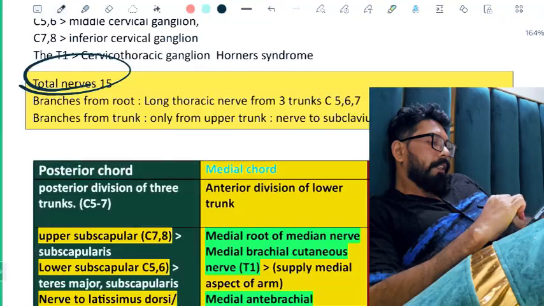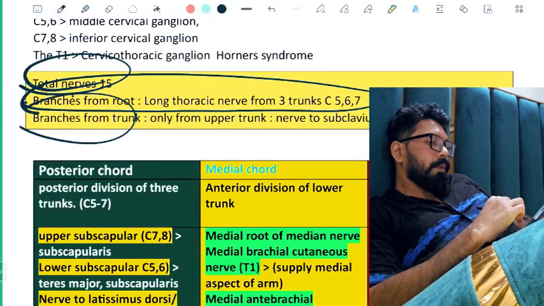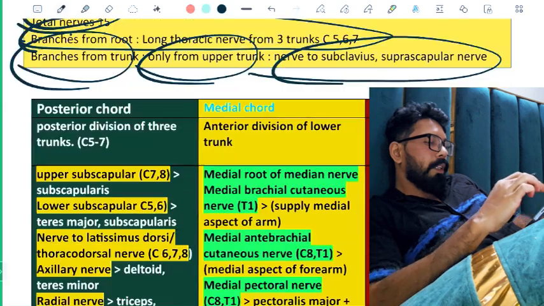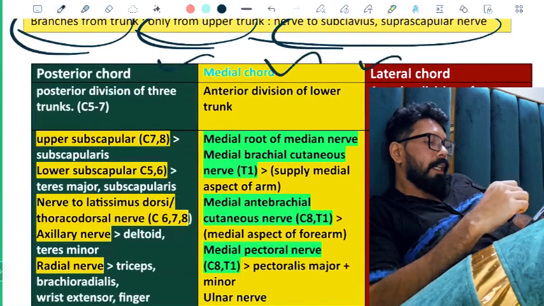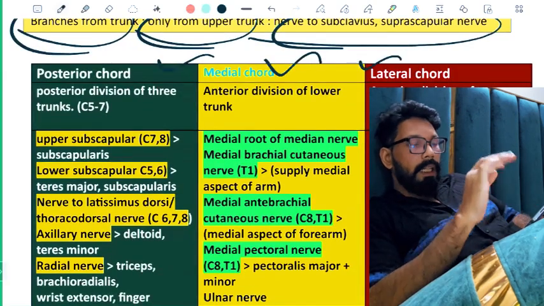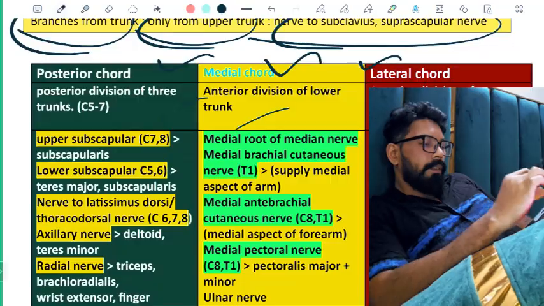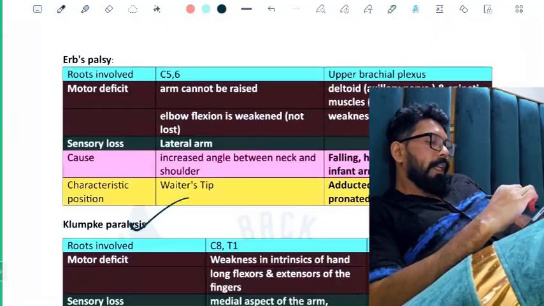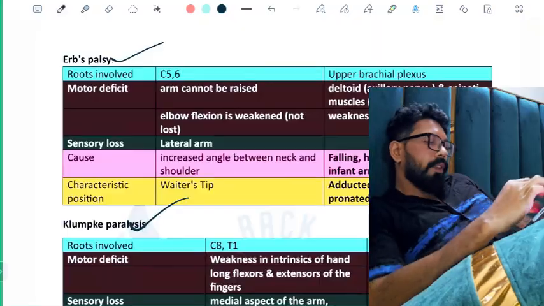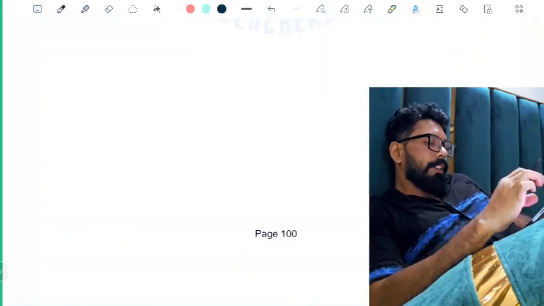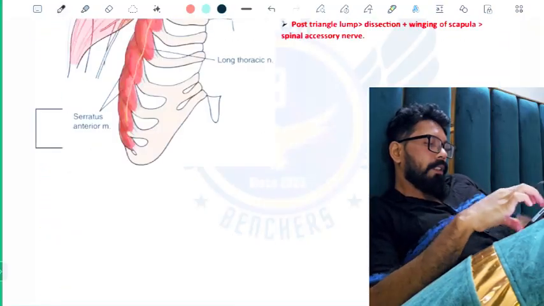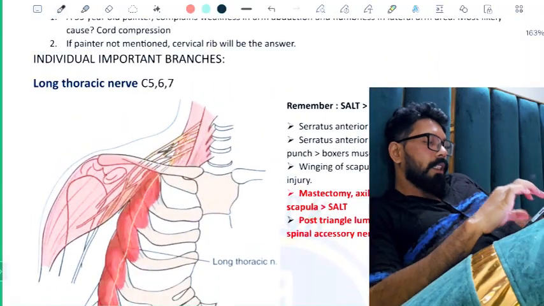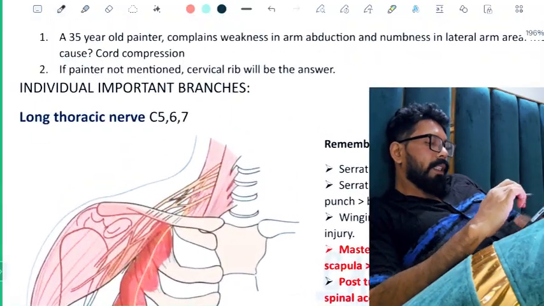Here we have total nerve, 15 branches from root, branches from trunk, only from upper trunk we have subclavius and suprascapular nerve, very important. After we study all the nerves, we will study this, okay? Then Erb's palsy and Klumpke's paralysis also at the last, when we have finished all the individual nerves. So first we will be starting with long thoracic nerve.